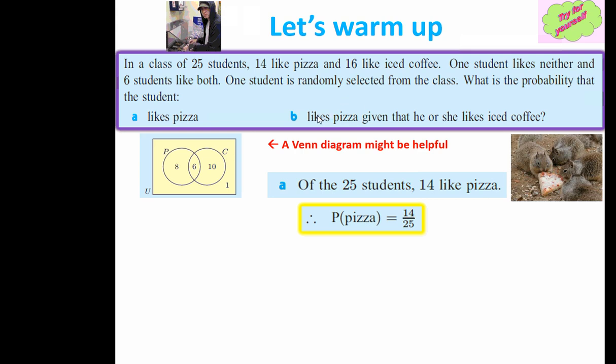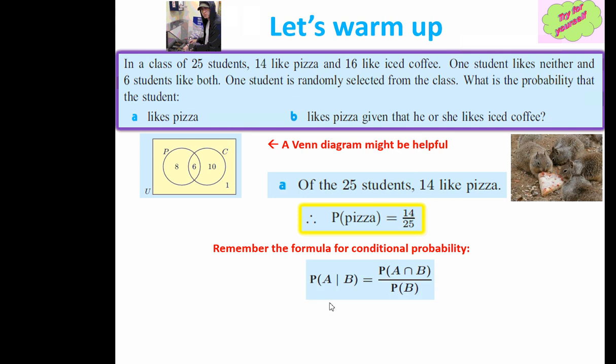And then here's something that might be a bit more complicated. Find the probability that the student likes pizza given that he or she likes iced coffee. So what does the term given that indicate? That's right, given that indicates it's a conditional probability question. So don't forget the formula for conditional probability in your formula booklet. Probability of A, given that B has occurred, so B has to be the thing that is given, is equal to the probability of the intersection of A and B, divided by the probability of B.